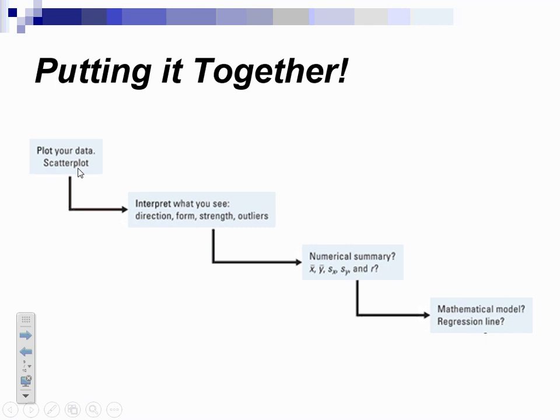Next, we find those numerical summaries. We calculate the mean, the standard deviation, and the correlation. Then our final step in this process at this point, we'll add to this as we go, is what's the mathematical model? What's the regression line that represents this data well? That's the least squares regression line. Basically, it's just a line of best fit. We can interpret the slope and y-intercept. We can use it to predict values.